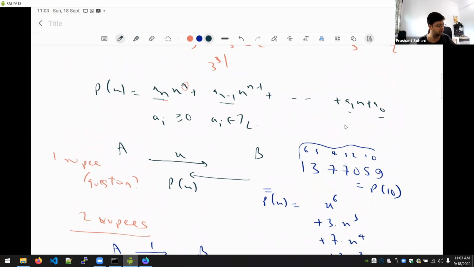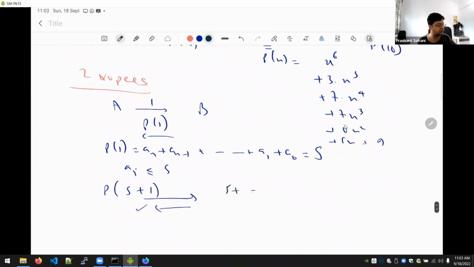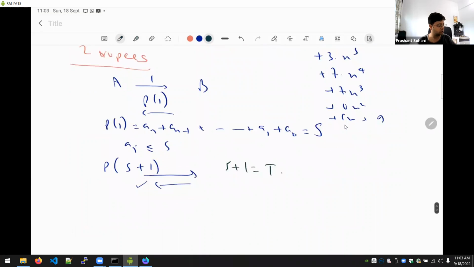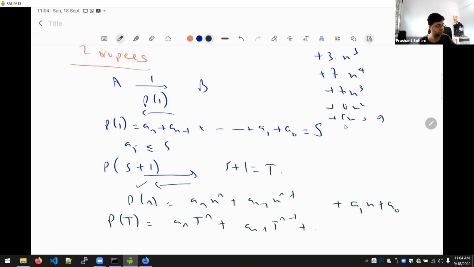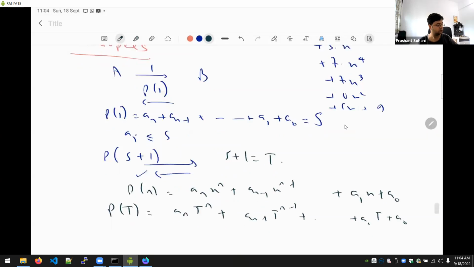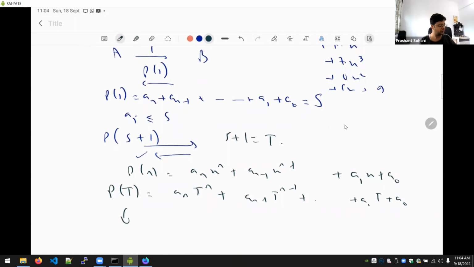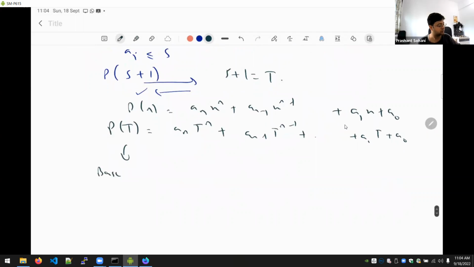So if I call S plus 1 as T, okay, then the polynomial P of x is a_n x raised to n plus a_(n-1) x raised to n minus 1 and so on. If I find the value of P of T, which is a_n T raised to n plus a_(n-1) T raised to n minus 1 plus and so on, what is this value if I write it in base T? The digits will be a_n, a_(n-1), a_(n-2), down to a_1, a_0.